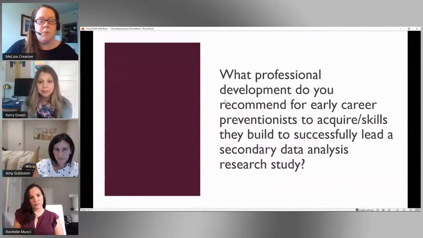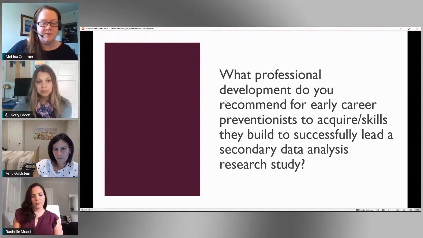So thinking through, what professional development do you recommend for early career preventionists to acquire, or skills that they build, to successfully lead a secondary data analysis research study?